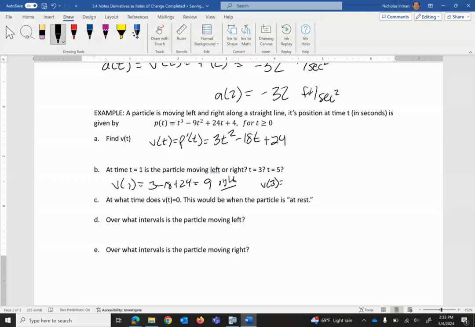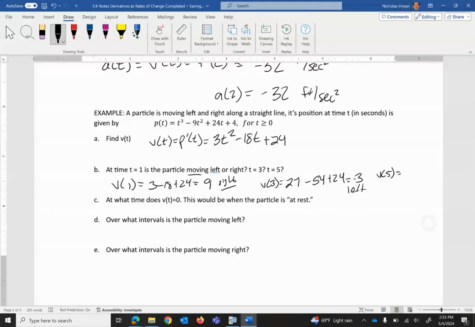At a time of 3, our velocity, is it moving? All right, so our velocity, how it's moving, plugging in 3. 3 squared, that's 9. 9 times 3 is 27. 3 times 18 is 54. So what? 51 minus 54, negative 3. So that means it is moving left. It's negative. Negative velocity. In this case, it's moving left or right. So 3 to the left every second. And when t is 5, this is going to be a little harder in my head.